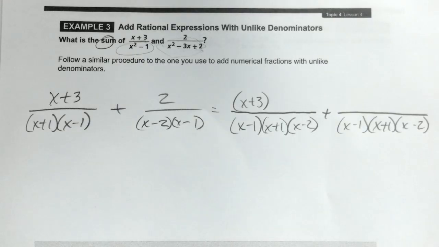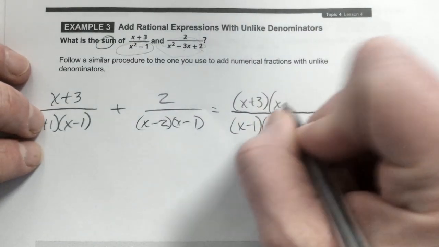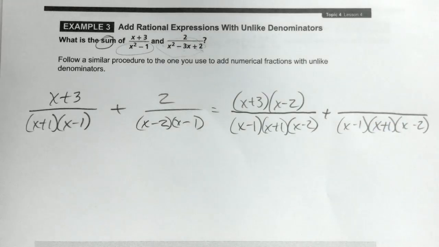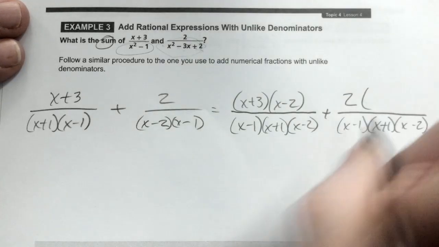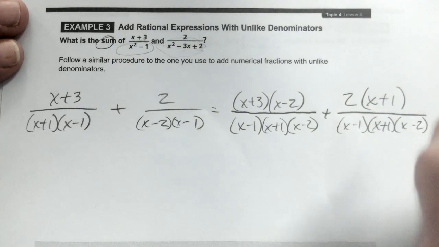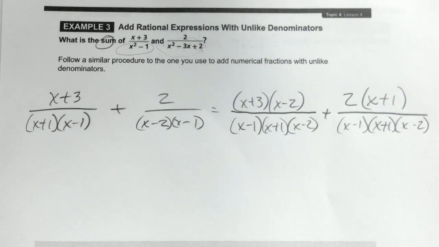It's okay. Austin, it's 6th hour. You're doing great. What factor did we gain? X minus 2. An x minus 2. Good. For the second fraction, what is the original numerator? 2. 2. What factor did we gain? X plus 1. We gained an x plus 1. Good job. Good job, Lillian.